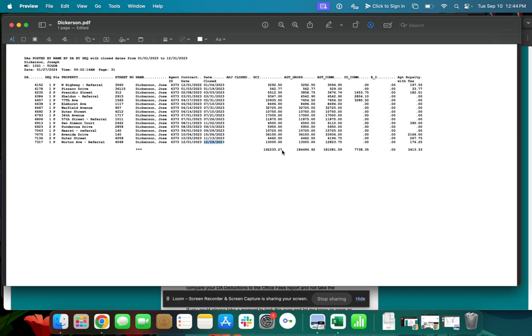So hopefully that's helpful in seeing how we arrive at the difference between the 1099 income, which is this line, versus what checks you actually get to deposit.